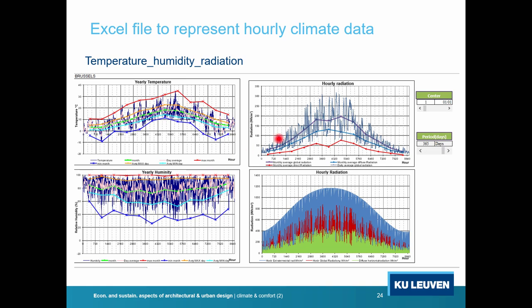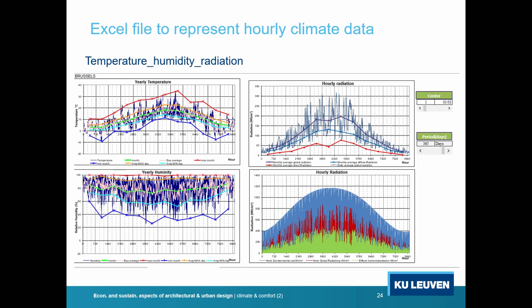You have the hourly radiation values, and then you see different lines here. The top one is an average of the hourly values you see here. And this is the sum of two types of radiation. On the one hand, I think the lower red one is the direct radiation, and the blue one is the indirect radiation. And the sum of both is the total radiation.